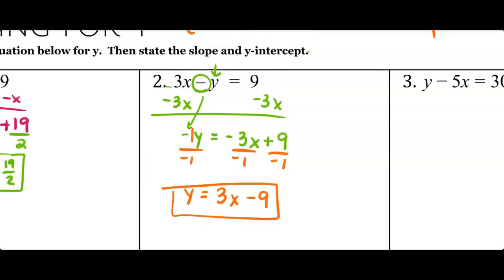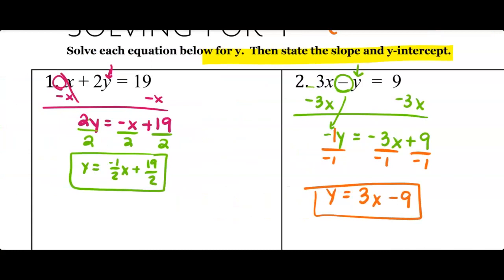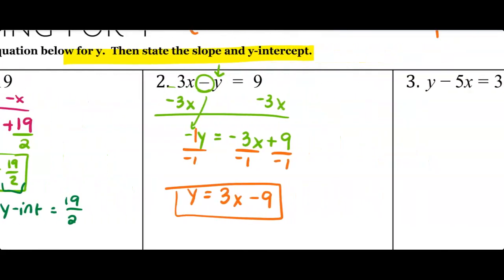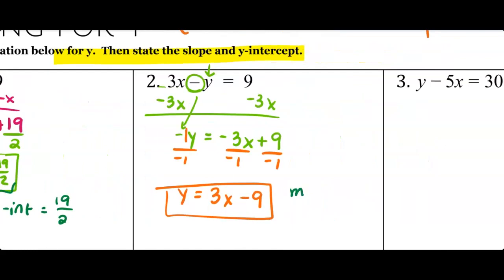Oh, one thing I forgot to do, it says in the directions that we need to state the slope and y-intercept. So with the first one, remember the slope is the coefficient of x, so it's negative 1/2. The y-intercept is the constant, so it is 19 over 2. For number 2, our slope is 3, and our y-intercept is negative 9. And so that would be the point 0 comma negative 9.